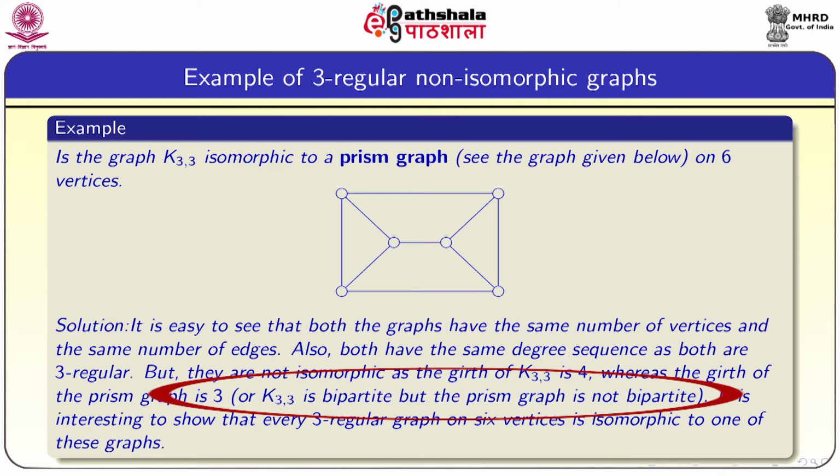So, K33 is a bipartite graph, but the prism graph is not a bipartite graph. As you know, a graph is bipartite if and only if the length of every cycle is even. So, K33 is a bipartite graph, whereas the prism graph is not bipartite. So, they are not sharing one property, hence they are not isomorphic graphs. It is interesting to show that every 3 regular graph on 6 vertices is isomorphic to one of these graphs. This is left as an exercise.